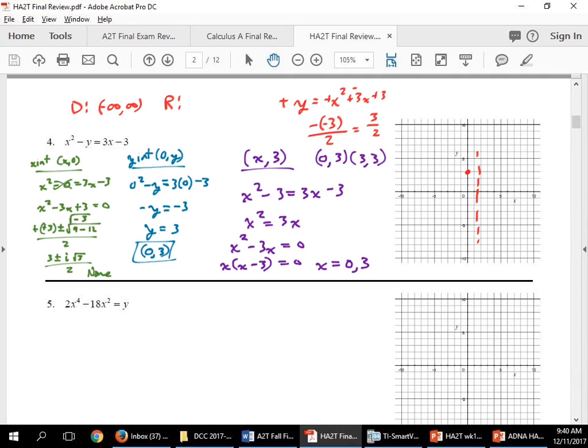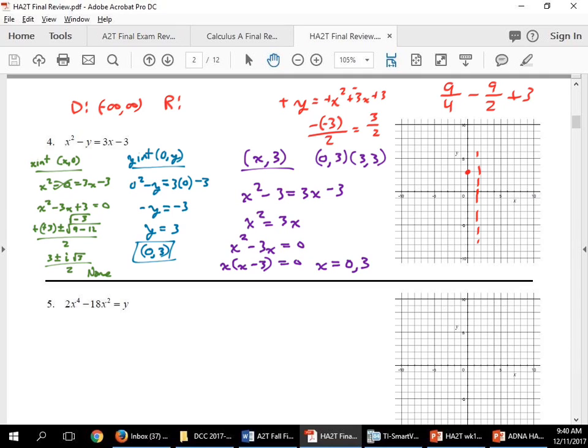So if you want to find the y value for your vertex, now you know your vertex is going to be on the axis of symmetry. To find the y value, you're going to take this x value and plug it back in. So what is 3 over 2 squared? 9 over 4. And then I have negative 3 times 3 over 2, which would be 9 over 2. And then you have a plus 3.